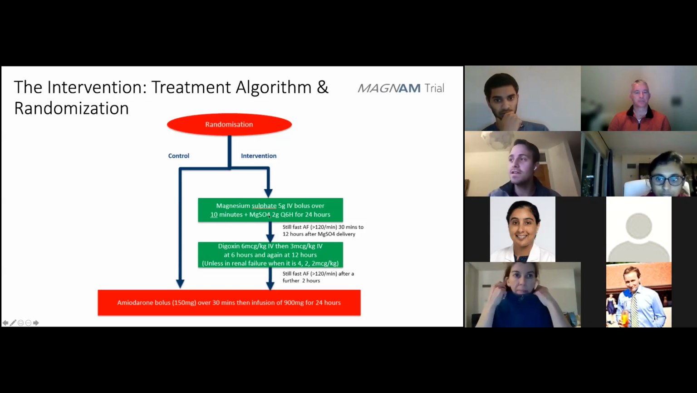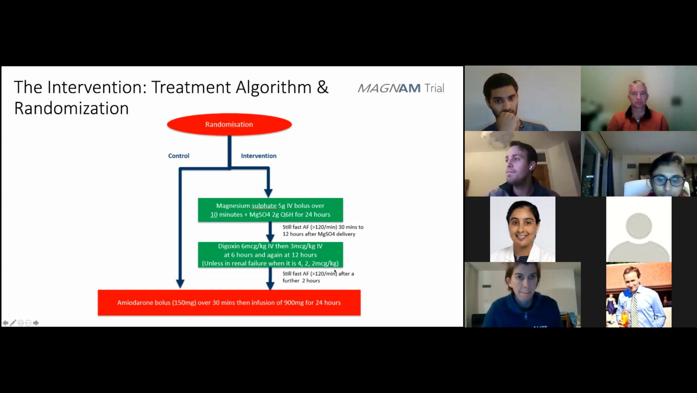If the patient is still in fast AFib at 30 minutes to 12 hours after getting the 5 gram bolus, then we would move on to step 2 of the intervention, which is digoxin. So people would get a digoxin load at time 0, at time plus 6 hours and plus 12 hours, with slightly different dosing if the patients have renal failure. And you would know the digoxin dosing already from entering things in REDCap, because it spits out the doses based on the patient's creatinine and weight.